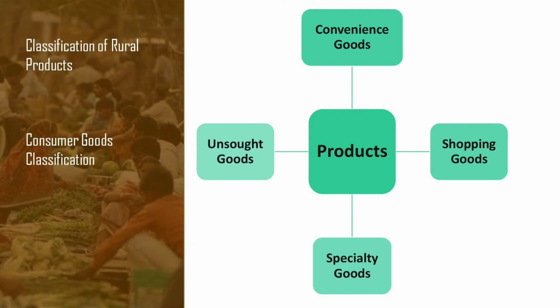Then comes the third classification, that is classification based on consumer good classification, which we call it. Here we divide the products into four major categories. The first is convenience good, the second is shopping good, the third is specialty good, and the fourth one is unsought good. Taking up the convenience good.